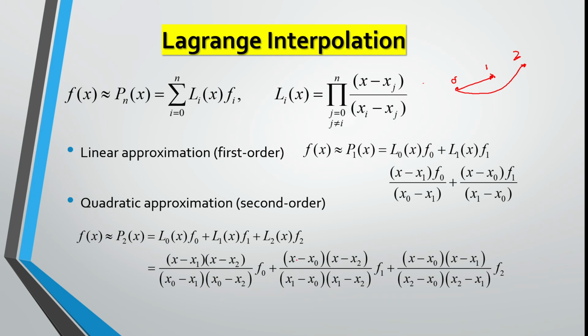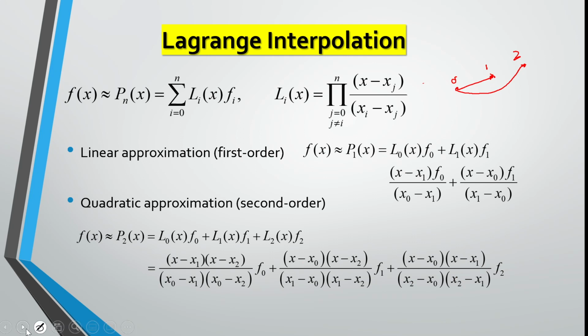For L1, x minus, not the point number 1, so x minus x naught, x minus x2, and then for the denominator you just replace x here by x1. For L2, x minus, not the point number 2, so x minus x naught, x minus x1, divided by, same thing, the x in the numerator replaced by x2, multiplied by f2. So this is a quadratic approximation.